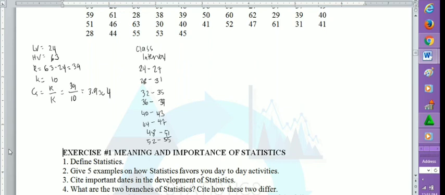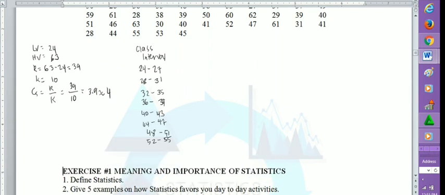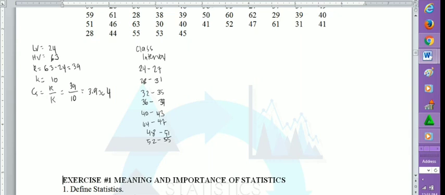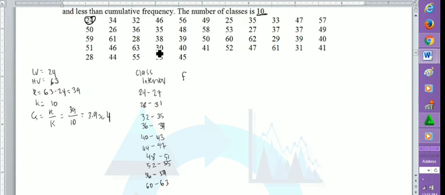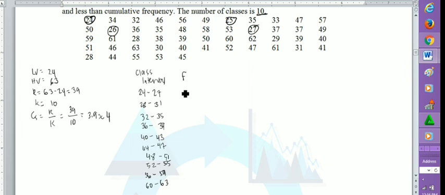Okay, let's make first space here. Kasi supposedly, it should have 10 classes. Okay, so we have 56 to 59, and 60 to 63. Okay, so after making this, we will tally, which will become our frequency. Okay, so let's first count those that belong to 24 to 27. So we have here 1, 2, 3, 4 only. So we will have 4 here.